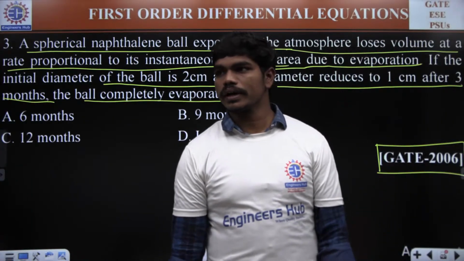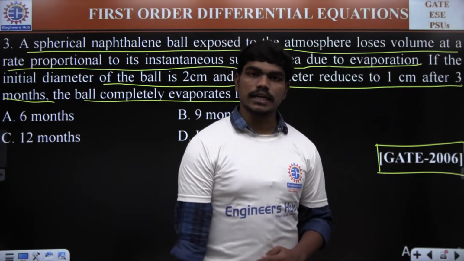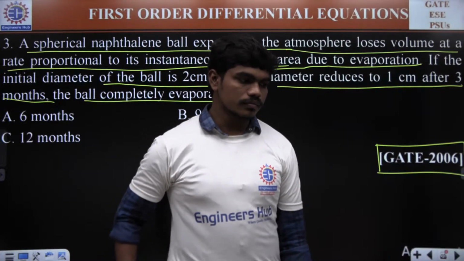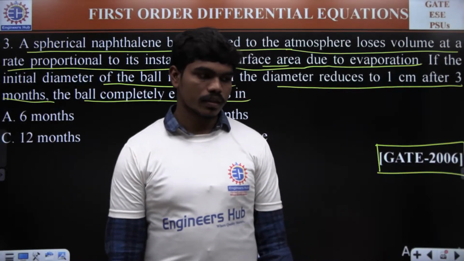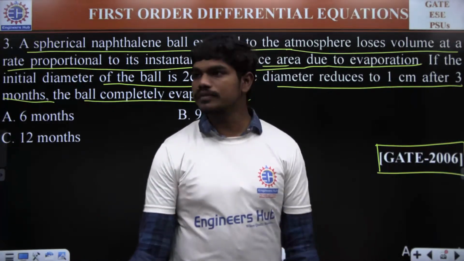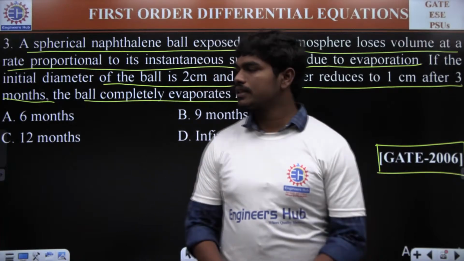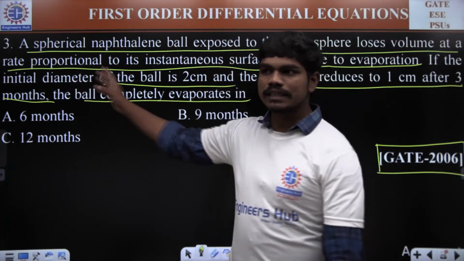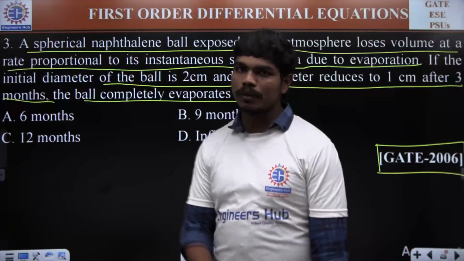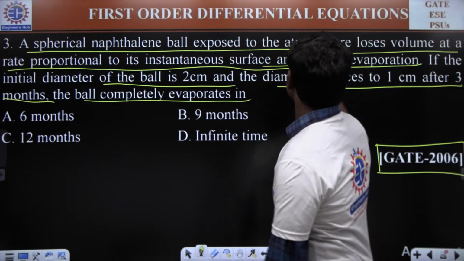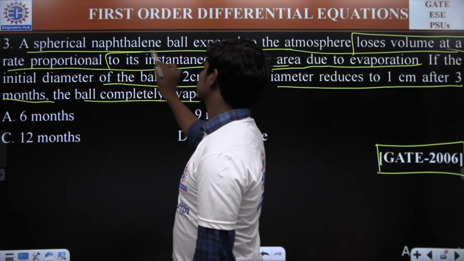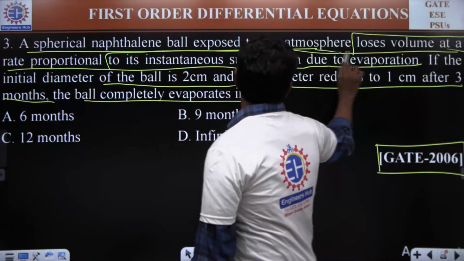Please try to solve these questions. They are very good questions actually. Please try to solve this question. They have given you very clearly that some physics is happening. So try to model this physics into mathematics. And for modeling this physics of evaporation into mathematics, they have given you some mathematical conditions that it loses volume at a rate proportional to its instantaneous surface area.